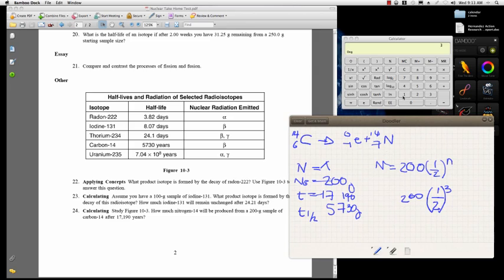All right, doing that in our calculator. So basically 1/2 cubed is 1/8 times 200. So it gives me 25 grams. But 25 grams of carbon are left over. This means that there's 175 grams of nitrogen being produced.